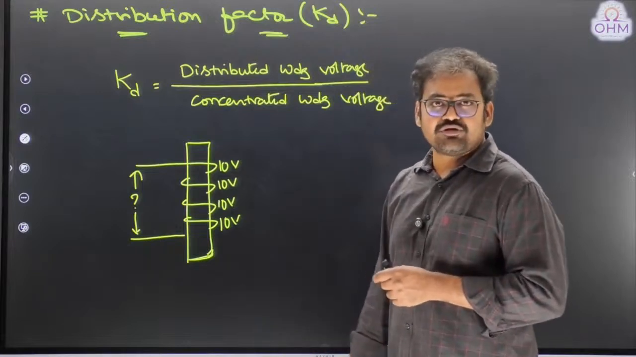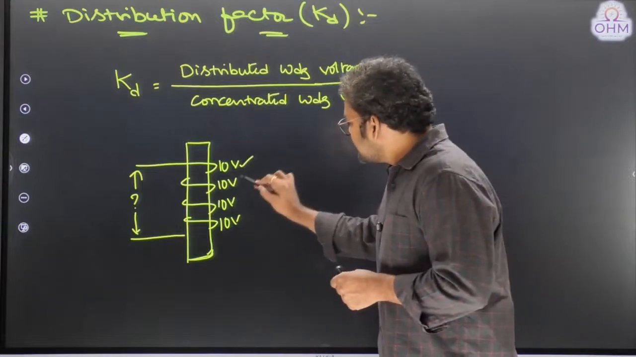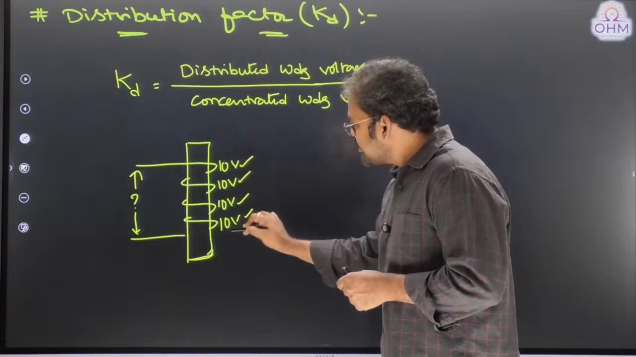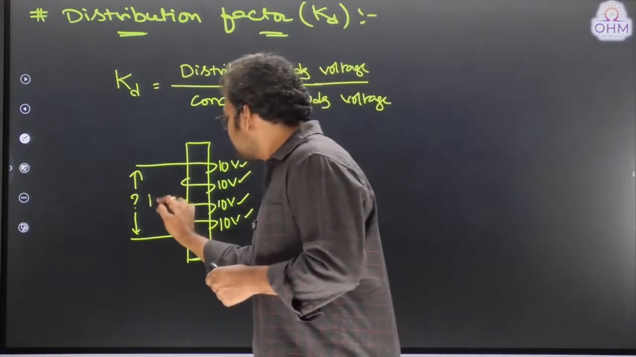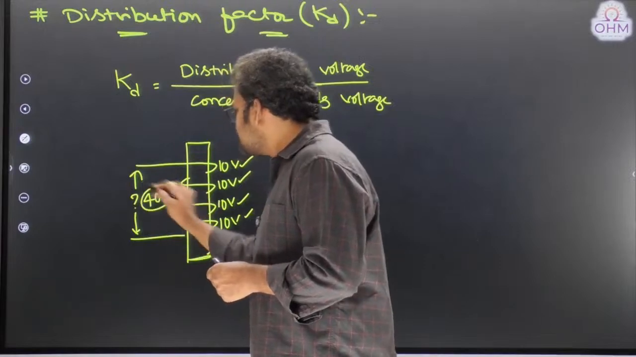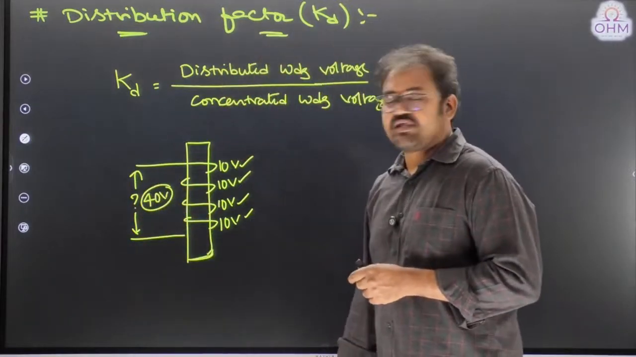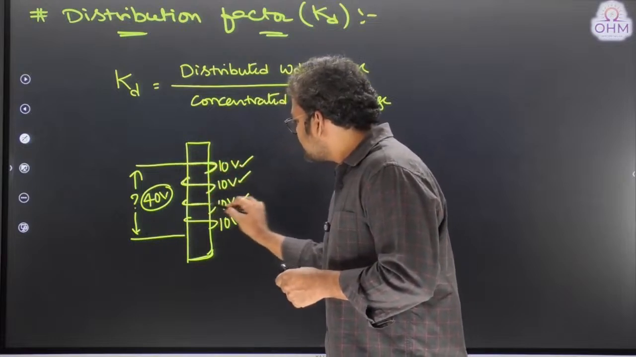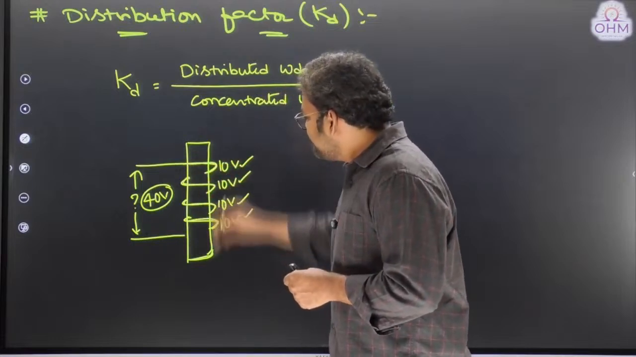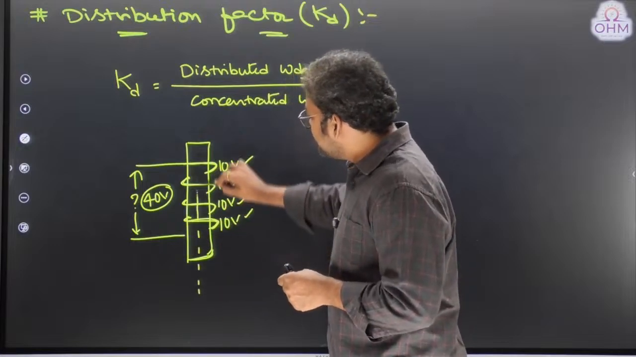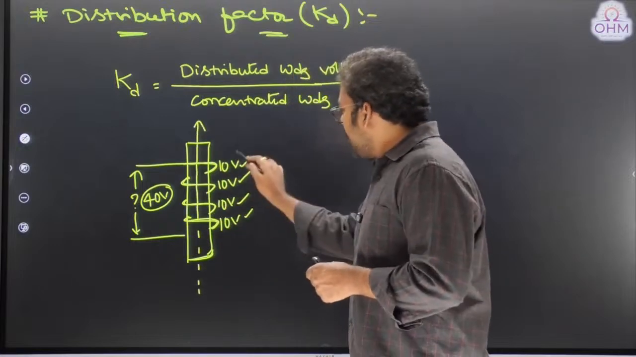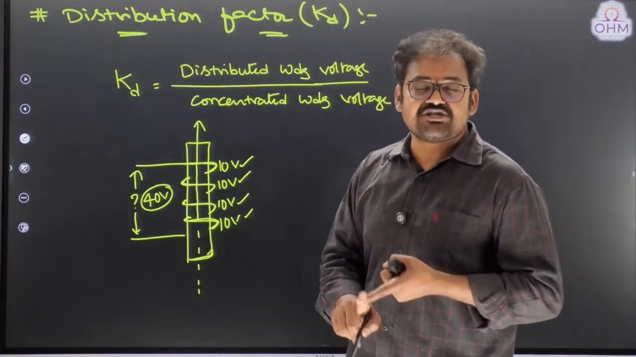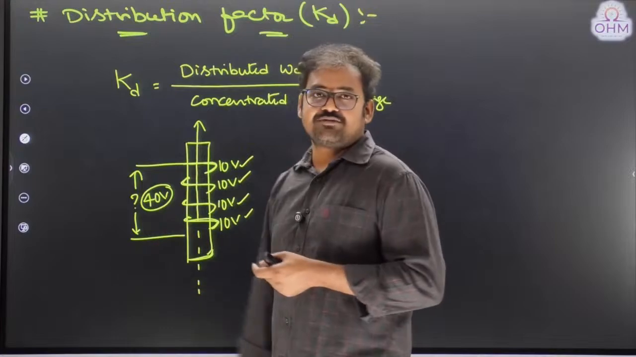Is it not 40 volt? Why? Because each turn has 10 volt and you are just adding all the 10 volts together algebraically, and you will get a resultant voltage of 40 volt. This is concentrated winding. And there is no phase angle difference from the first turn to the second turn. All turns are in phase with each other, the same flux will link them. Therefore, all these voltages are at the same phase angle. Algebraic addition is possible. That's why 40 volt is coming.